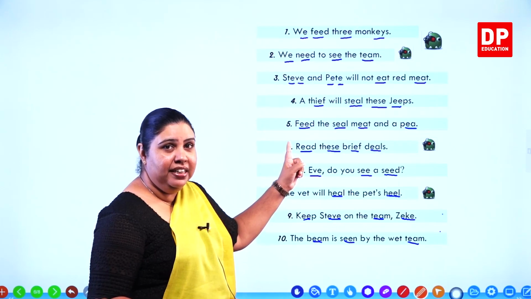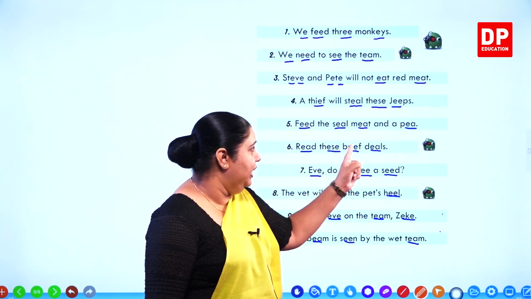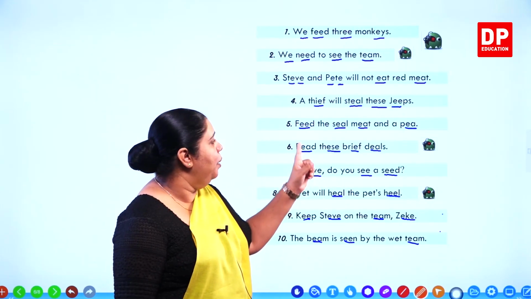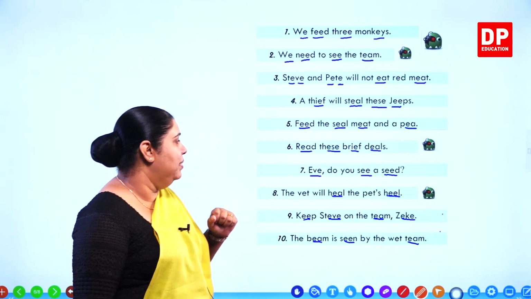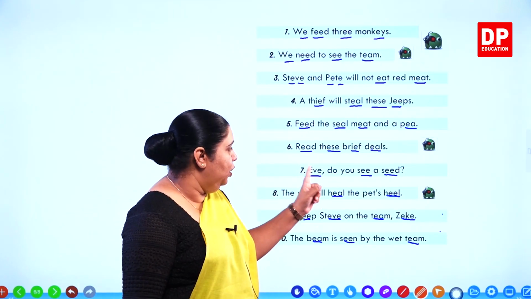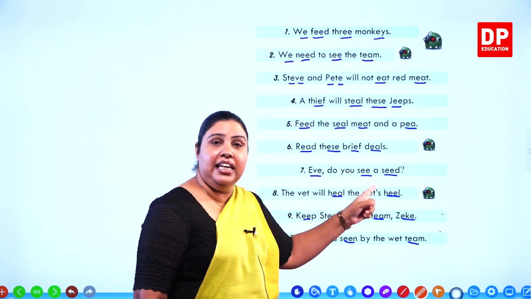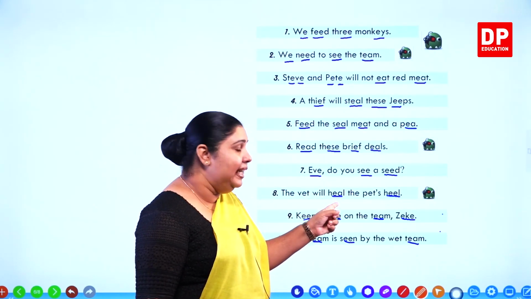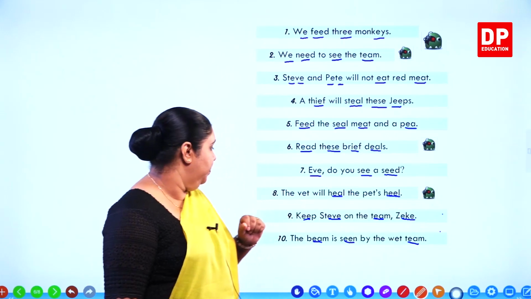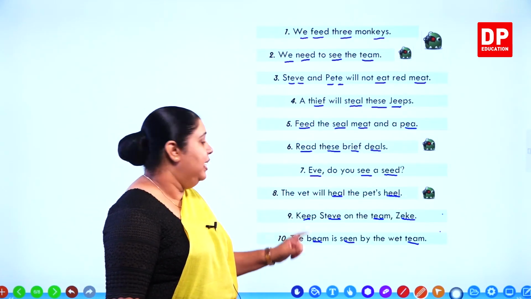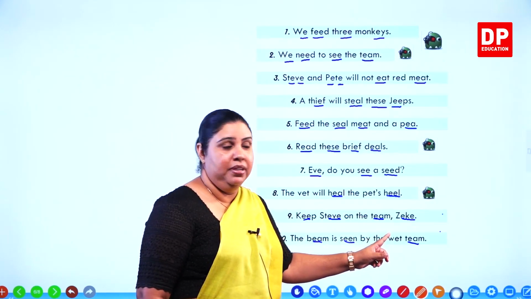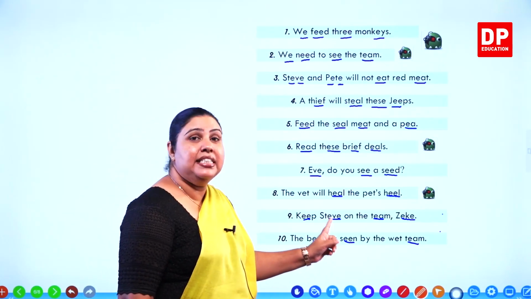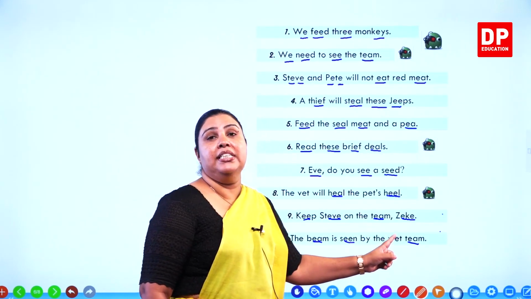Number 5. Feed the seal meat and a pea. Number 6. Read these brief deals. Number 7. Eve, do you see a seed? Number 8. The vet will heal the pet's heel. Number 9. Keep Steve on the team, Zeke. Last one. The beam is seen by the wet team.